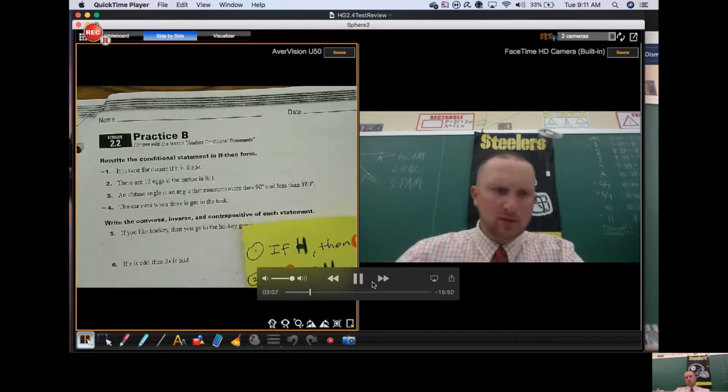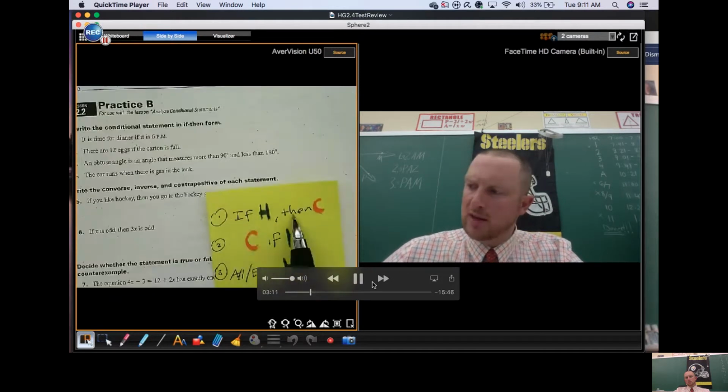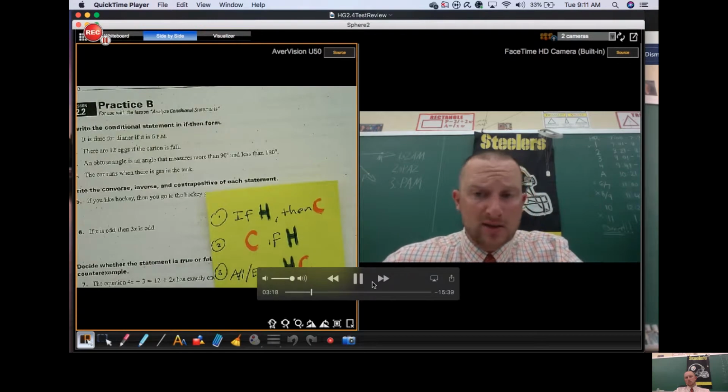So that's what we're doing here. Rewrite the conditional in if-then form. So you want to make it look like this. So they're going to give you one of these 2, and you have to make it look like this. And again, there's not going to be any writing on the test. It's multiple choice.